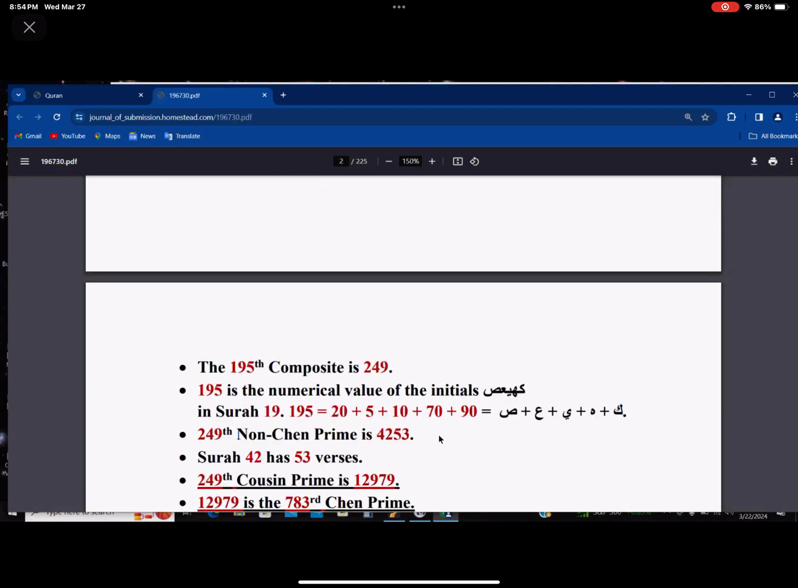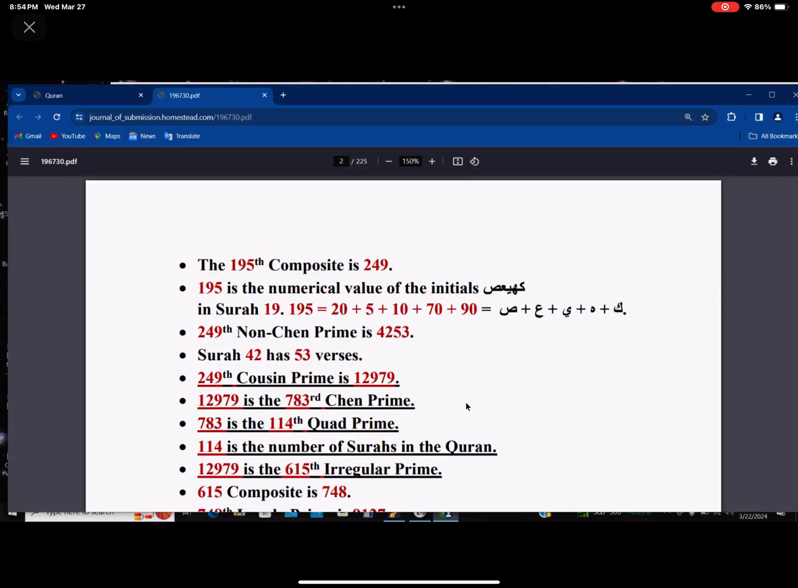The 195th composite is 249. So the 249th non-Chen prime is 4253, and Surah 42 actually has 53 verses. We've known this for a long time. Now, here I underline this: the 249th cousin prime is 12979. And look at those numbers. Those numbers are the same numbers that are repeated in 9127, aren't they? See that? 9 has repeated twice because God says, this is chapter 9. But anyway, these numbers are talking basically.